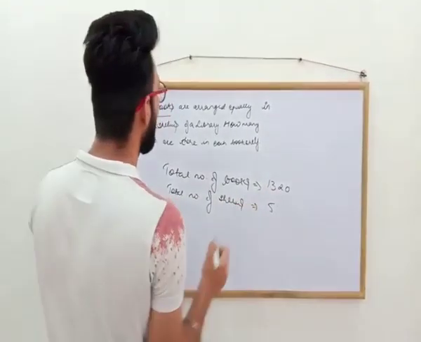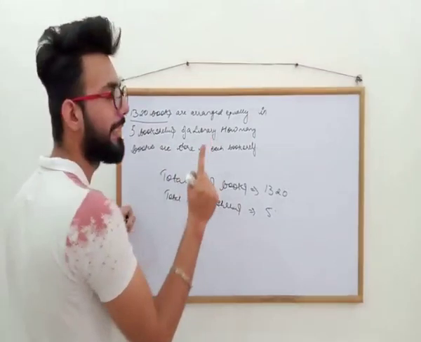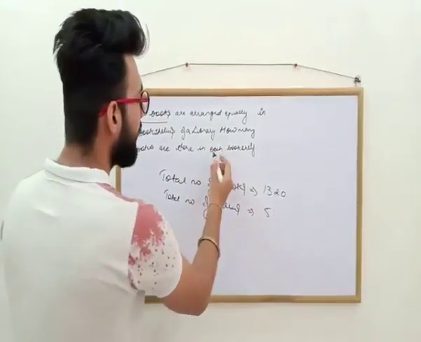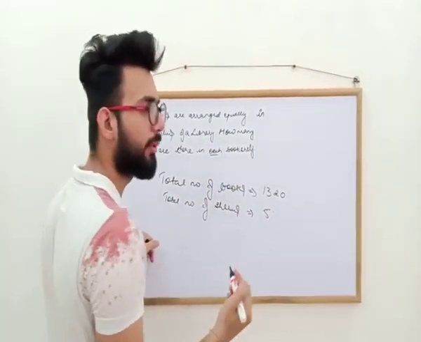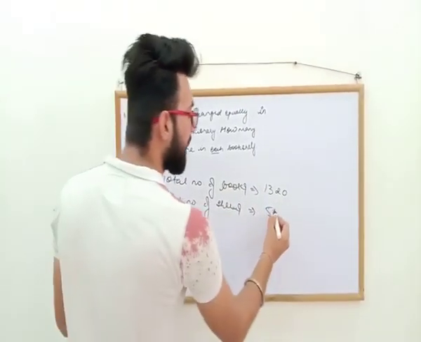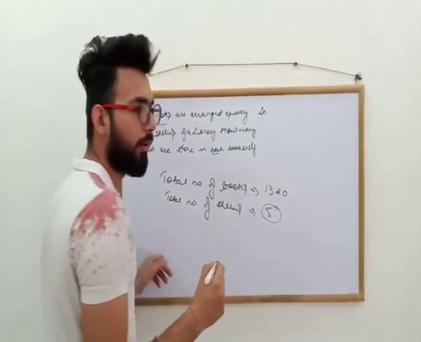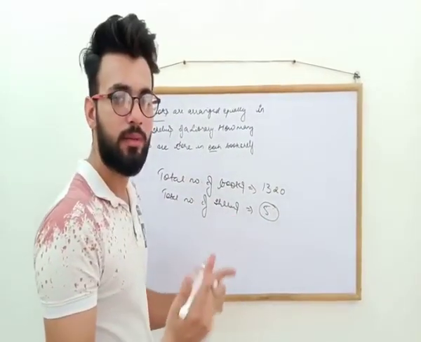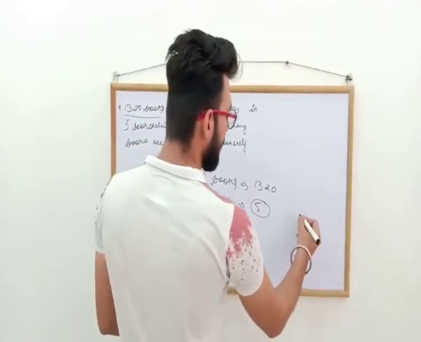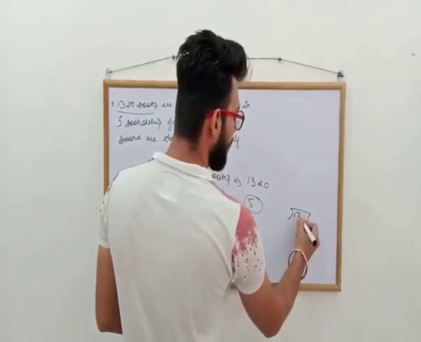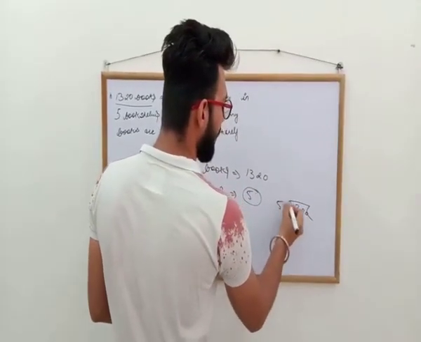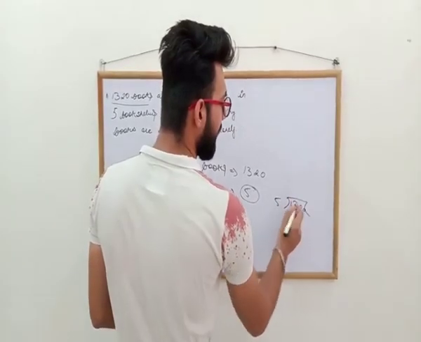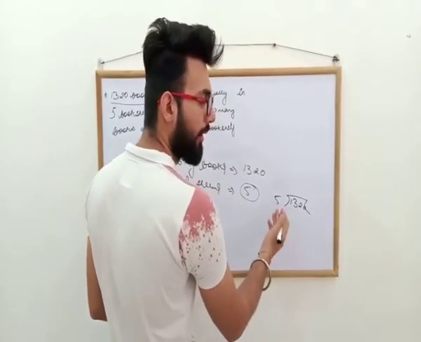It is 5. How many books are there in each? Each means 1. In each bookshelf, how many books are there in one bookshelf? So if we have the count of 5 bookshelves, we can easily take out the count of one bookshelf by dividing. We will divide 1320 by 5. So 5, we can see 1 is smaller than 5.